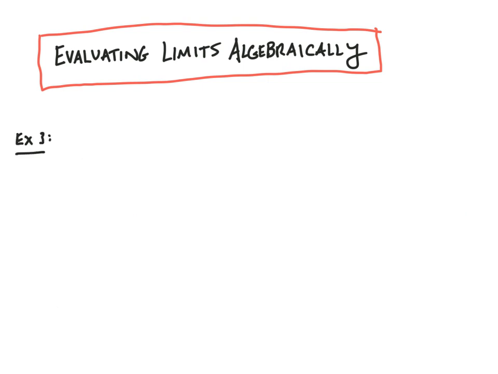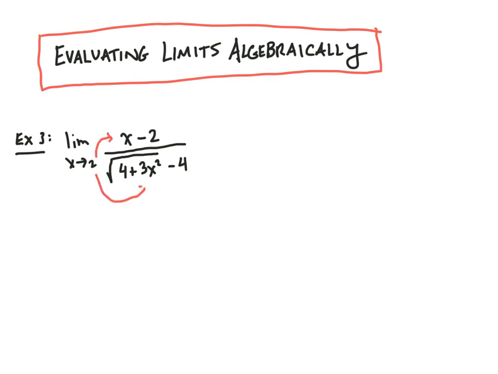In our next example, we'll see yet another strategy. Here we have the limit as x goes to 2 of x minus 2 divided by something really ugly looking. When I try substitution, once again, I find that I get 0 in the numerator, 2 minus 2. And when I work out the denominator, I get the square root of 4 plus 12. That's square root of 16. It's 4 minus 4. Yeah, that gives you 0 in the denominator again.